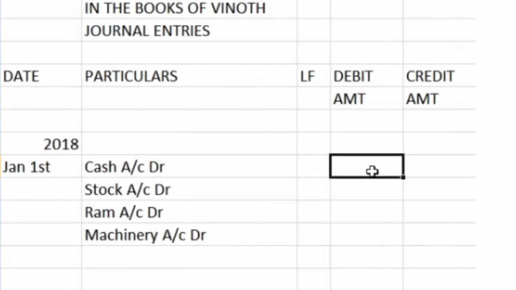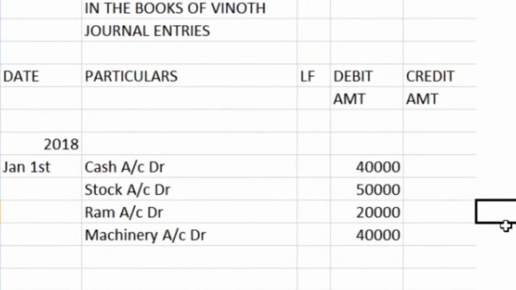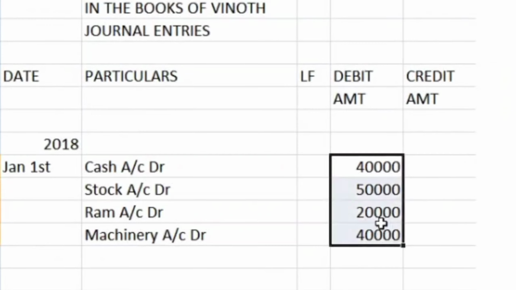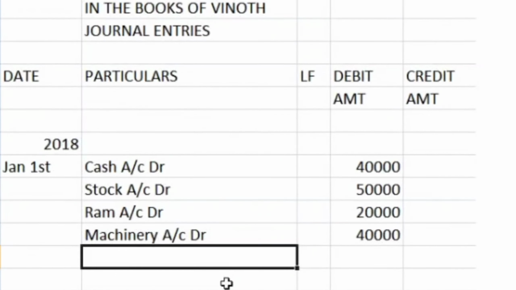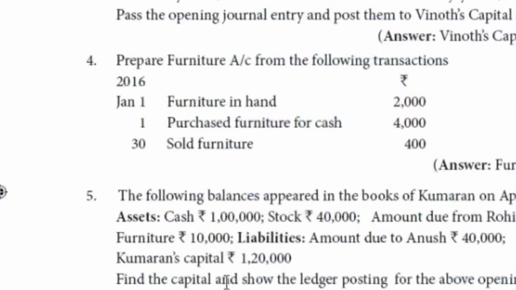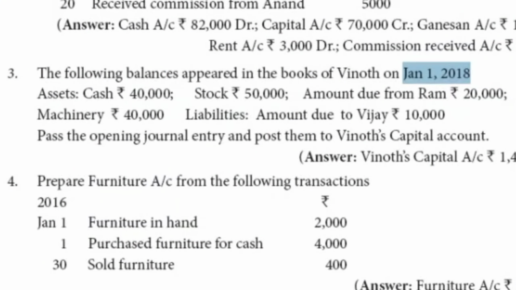Now I'm going to fill in the amounts into the debit amount column for each account which I have debited. So now all the debit concepts with their particular amounts I have recorded here in the journal entry. Next I'm going to record the liabilities. In this, if you see, under liabilities, only the amount due to Vijay is given. And the other liability which we will be finding is Vinod's capital. So we have 2 liabilities.